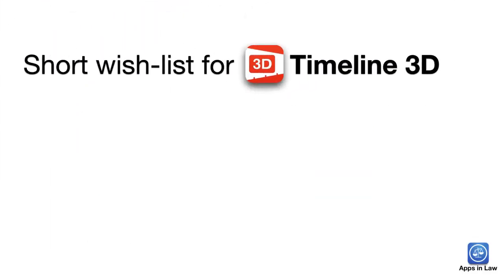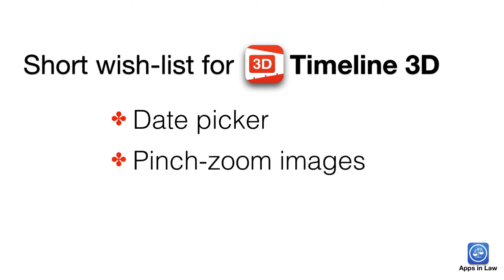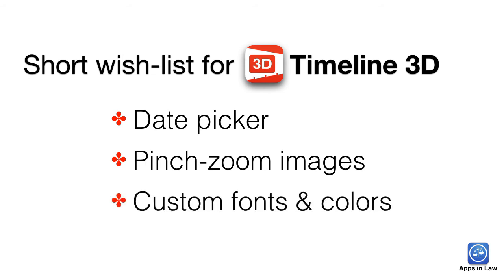I've got a short wish list for developers. I wish there was a date picker for each event rather than having me manually type each date. I wish I could pinch zoom the images once they're in full screen. I wish I could change the fonts and colors to my own custom liking, although this is possible in the Mac version of Timeline 3D. Now, these are all minor, and honestly, adding them would bulk up the app.